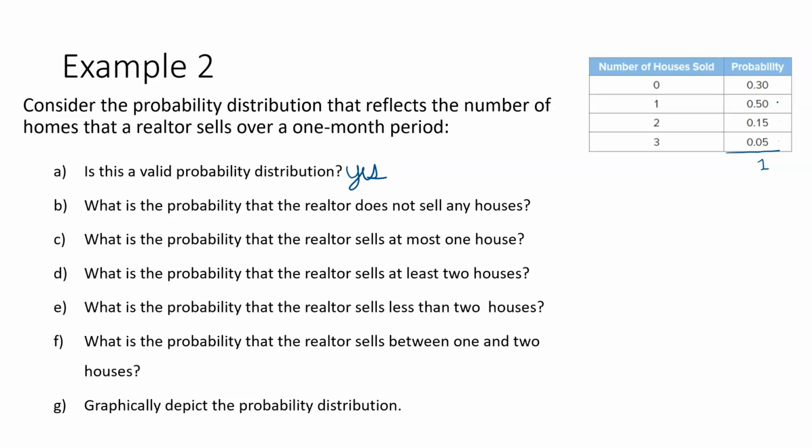What is the probability that the realtor does not sell any houses? So we're going to translate these. So capital X equals 0, that they sell 0 houses. Well, the probability is 0.30, right?